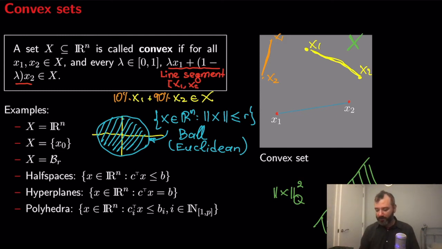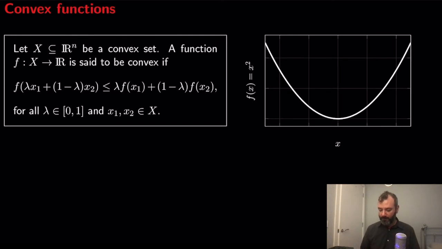And polyhedra are convex sets. I don't want to say too much about these, but these are sets that look like this, like, imagine polygons in 2 dimensions. So these are examples of convex sets. Okay, we said what a convex set is.